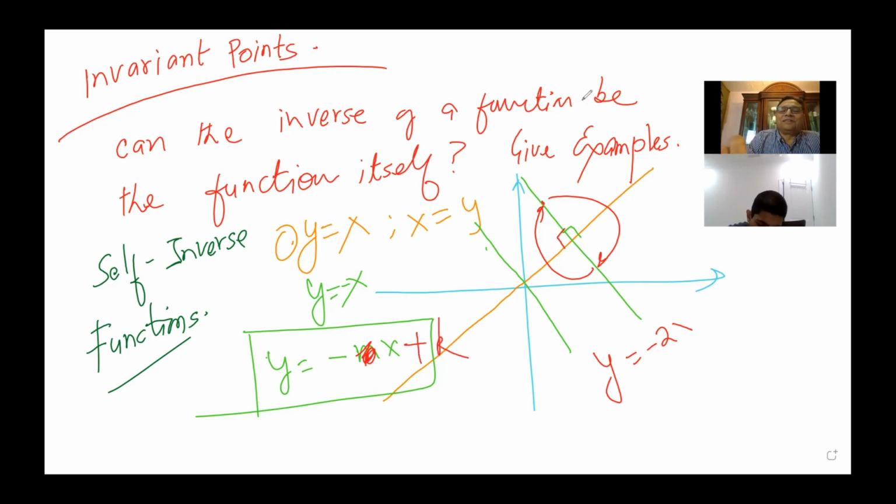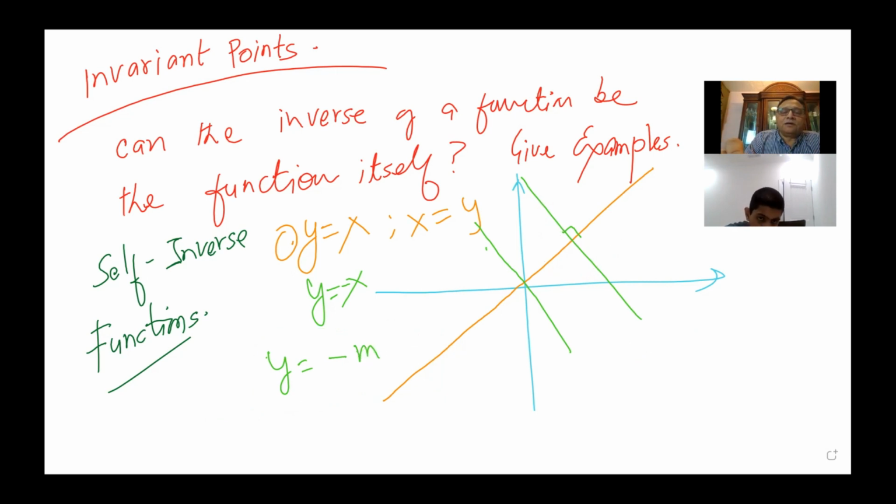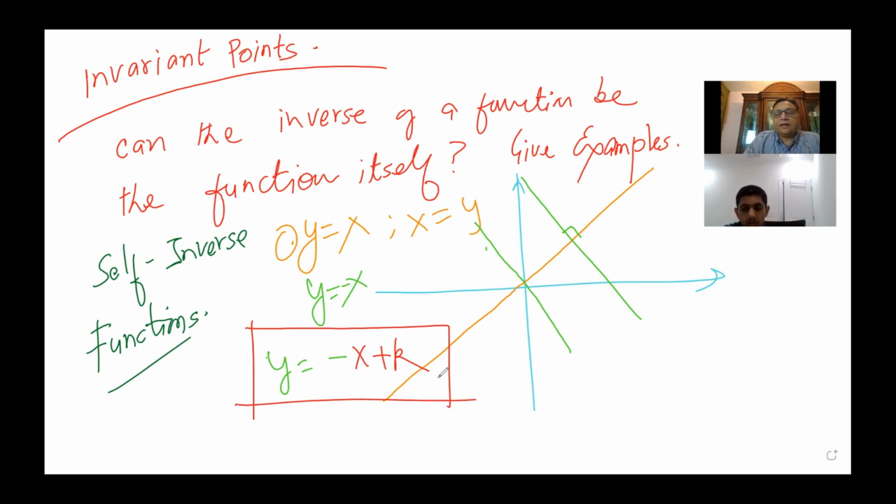Let me just erase this a bit. I wrote it wrong. So what I'm trying to say is y equals minus x plus k. Is it okay? Now, these are all the lines which are perpendicular to y equals x, and therefore they will reflect on itself. Is that clear? So that is one function which is its own inverse.